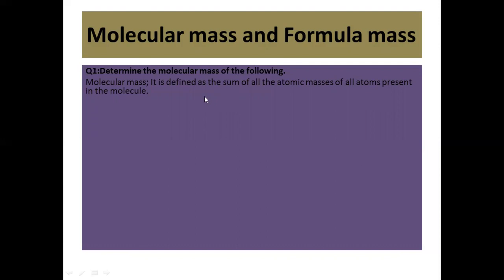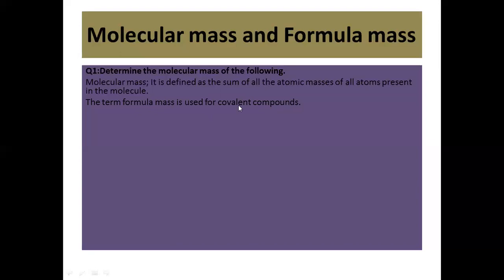For example, we have C6. So the element is carbon, and how many atoms of that element are present? 6. Same with H12: the element is hydrogen, and 12 atoms of hydrogen are present there. So we have to add up the atomic masses of all these elements which are present in a molecule. The molecular mass is used for covalent compounds.